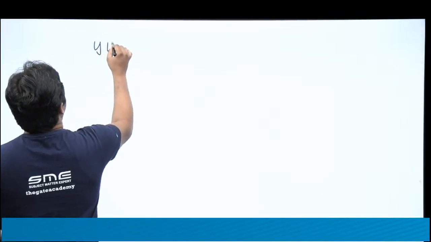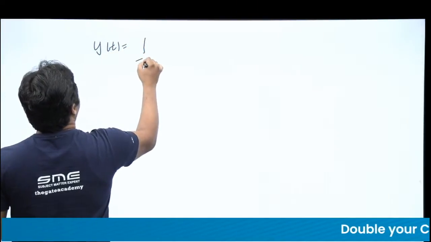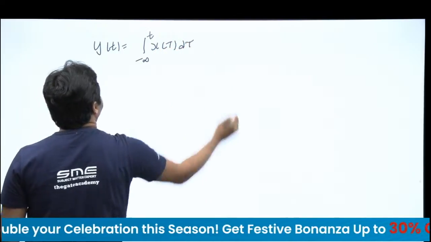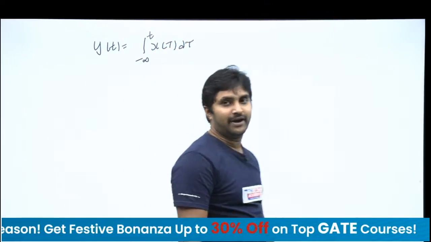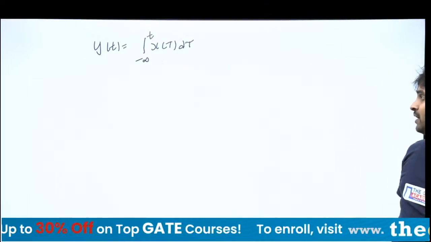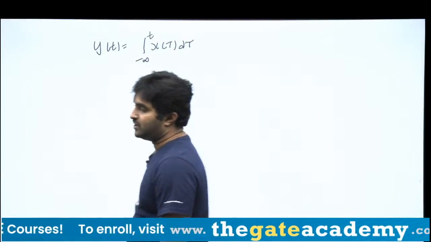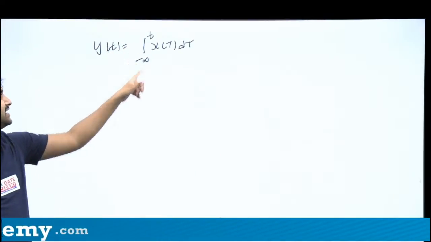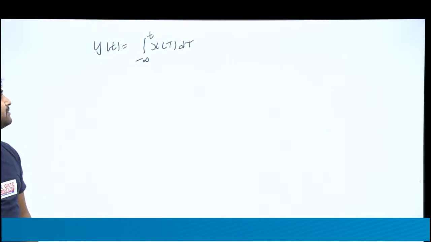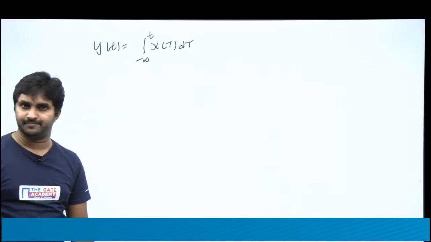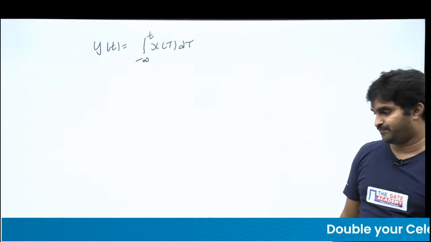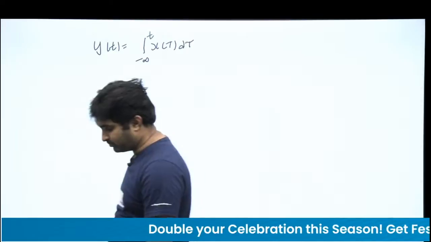Is that clear to all of you? y(t) is equal to the integral from minus infinity to t of x(tau) d tau. Can you please tell me whether this is a stable system or not? Yes or no?